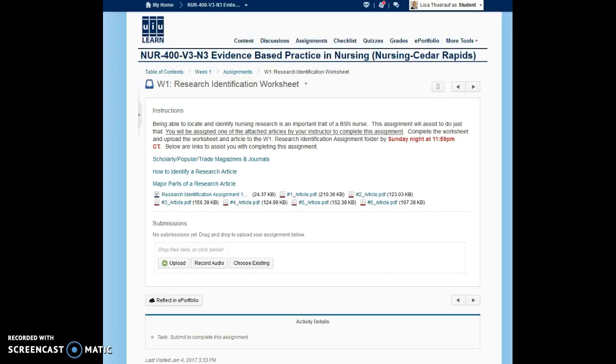So on the first night of class, you will be given an article number. You will read that article and you will fill out the worksheet. The worksheet will be uploaded to the assignment folder.